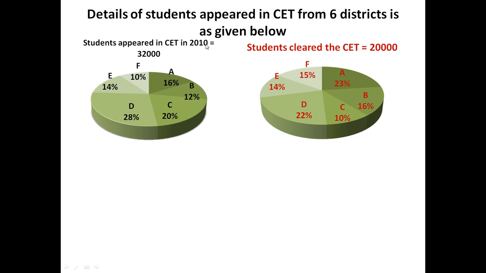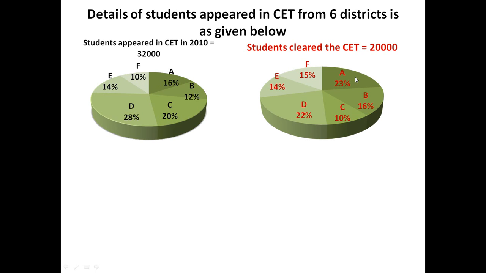Students appeared in CET in 2010 is equal to 32,000 and distribution of this 32,000 is from A district 16%, from B district 12%, from C district 20%, from D district 28%, from E district 14%, from F district 10%.